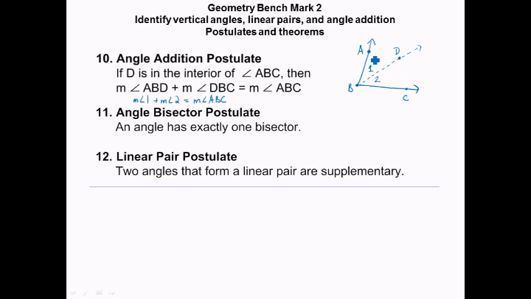Okay? And even if you wanted to, you could say this whole thing was angle 3. And so you could say the measure of angle 1 plus the measure of angle 2 is equal to angle 3. Just make sure you label it. Okay?